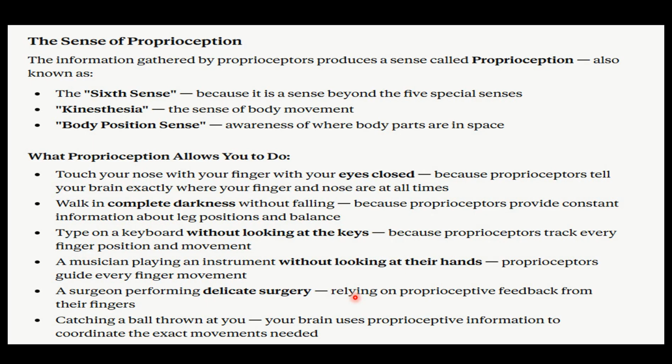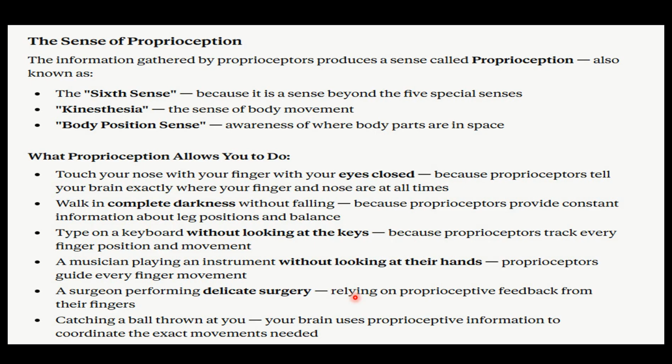Okay. Another example, let's say someone throws a ball at your side. Your brain uses proprioceptive information and coordinates the exact movement needed to catch that ball. That is also happening because of proprioceptors.